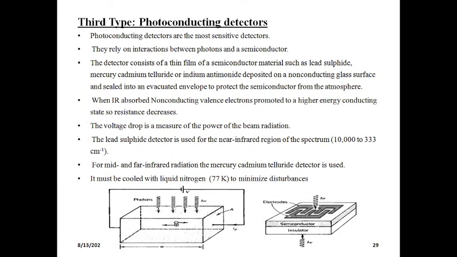When IR radiation is absorbed, electrons in the non-conducting valence state are promoted to a higher energy, conducting state. So movement of conductance takes place. The voltage drop is a measure of the power of the radiation beam. The lead sulfide detector is used in the near IR region, and in the mid and far IR region the mercury cadmium telluride detector is used. For pharmaceutical use, mercury cadmium telluride is used. It must be cooled to the temperature of liquid nitrogen, 77 Kelvin, to minimize disturbance. So it is cooled externally with liquid nitrogen.